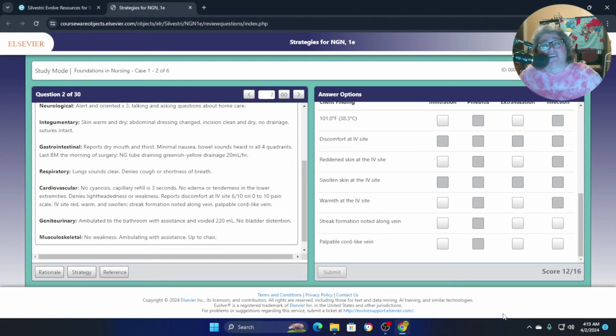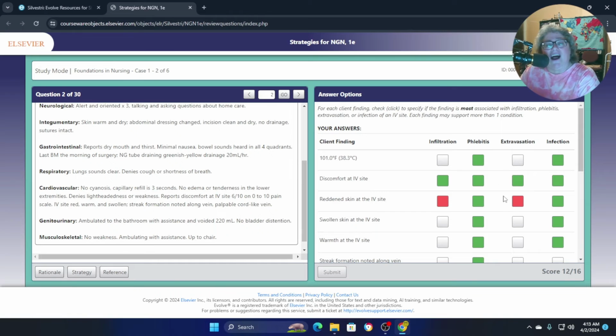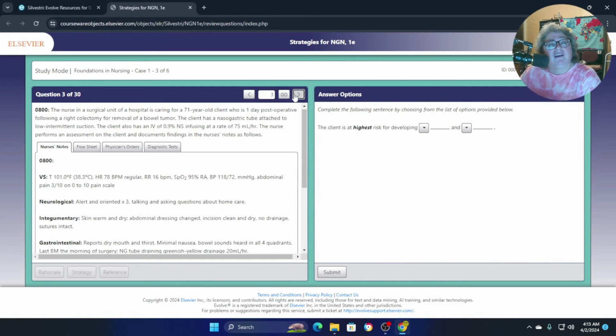But, so that's a pretty good score. I would say 12 out of 16 is pretty good, right? And it's okay to get some wrong on the NCLEX. You get partial credits for questions like this. So this is not bad at all. So reddened skin at the IV site, I picked infiltration and extravasation, and I should not have. That's the only thing I got wrong. All right? Everything else is correct. And so then we would go to the next question. And this is where we want to prioritize hypothesis. Now, prioritize hypothesis is your nursing diagnosis. And we will discuss that in the next video.